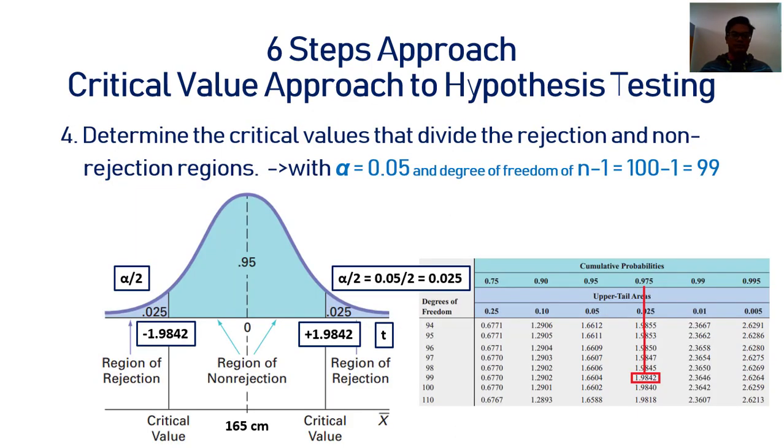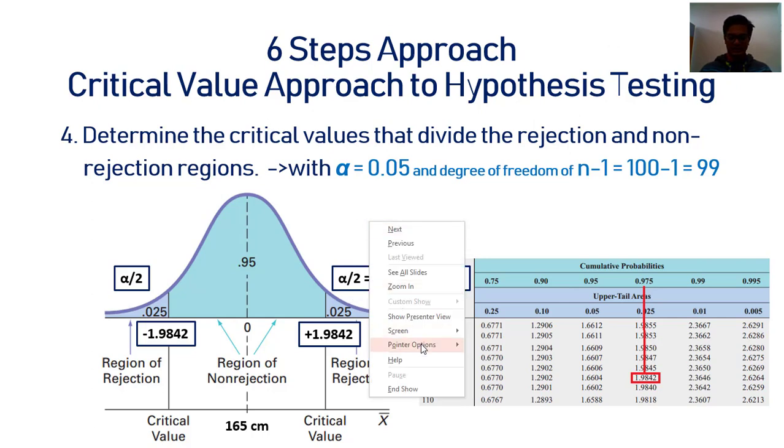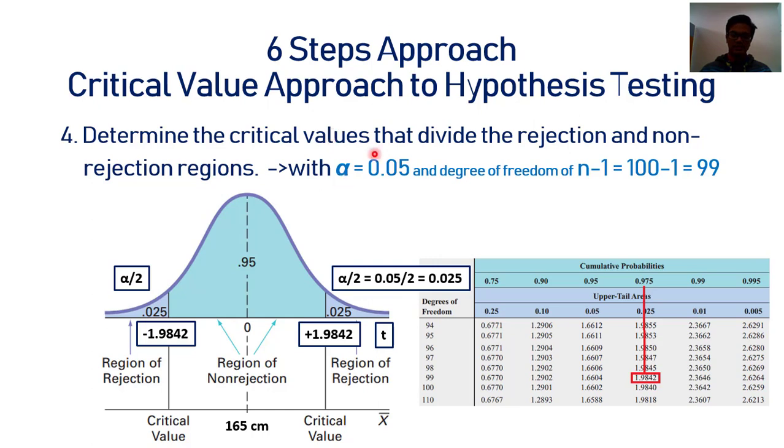Let's go to the fourth step, determining the critical values that will divide the rejection and the non-rejection regions. Note, in the problem set, we have the level of significance picked as 0.05, and the number of respondents that we chose is 100. Thus, the degrees of freedom will be n-1, which is 100 respondents minus 1, which is 99.